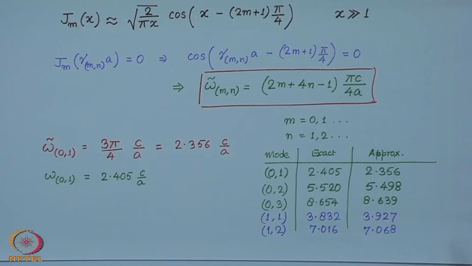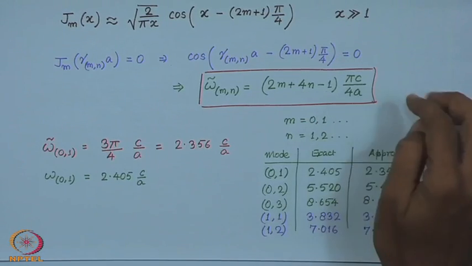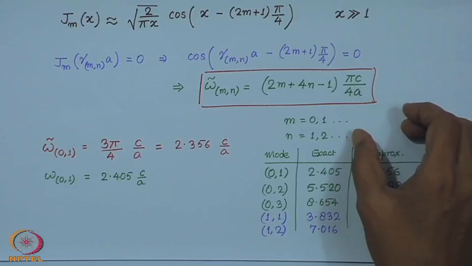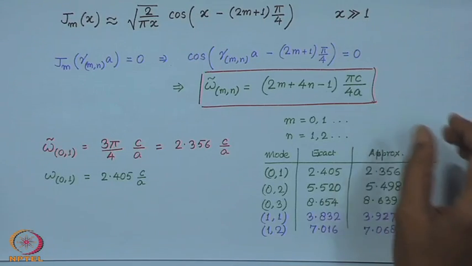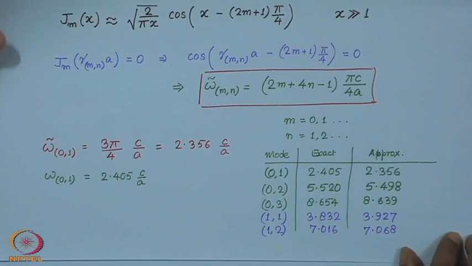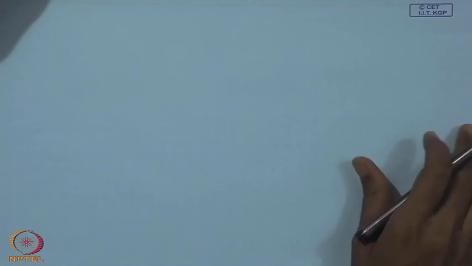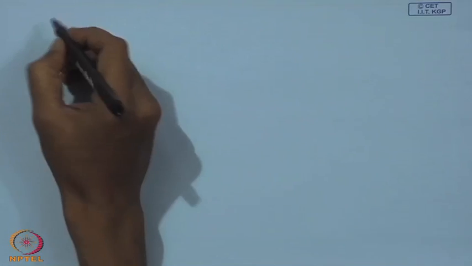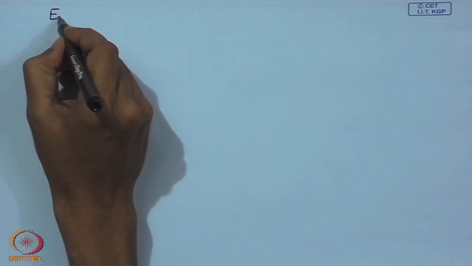Now, if you go for m equal to, let us say, 2, then initially this approximation will have some error, but as you go to higher values of n you will have a better approximation, tending to the exact one. So, this is the calculation for the eigen frequencies. Let us look at the eigen functions.